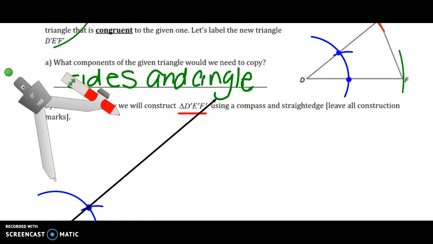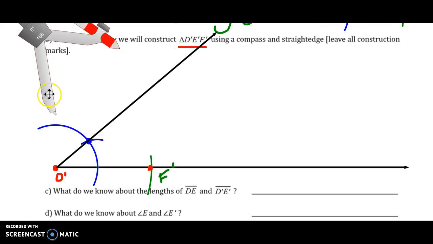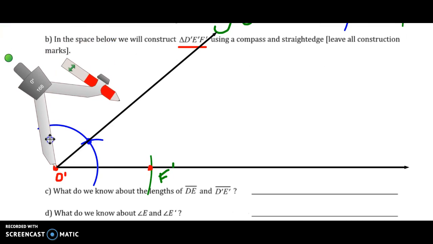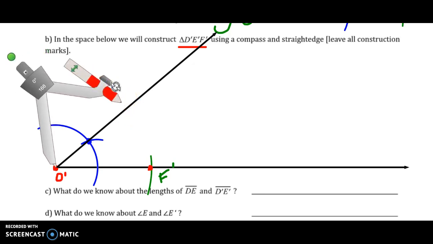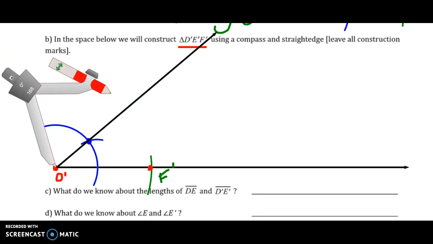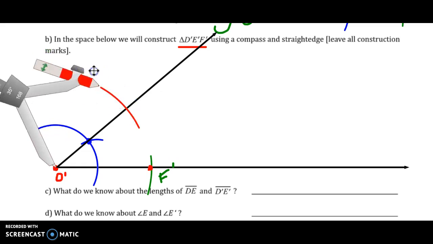I'm going to transfer that down to D prime. There we go. Put it on the vertex of angle D, and make an arc of the same length. There we go. And that is where E prime will go. Did we finish the question? Almost. We're almost there. We now need to connect F prime to E prime to finish the triangle.